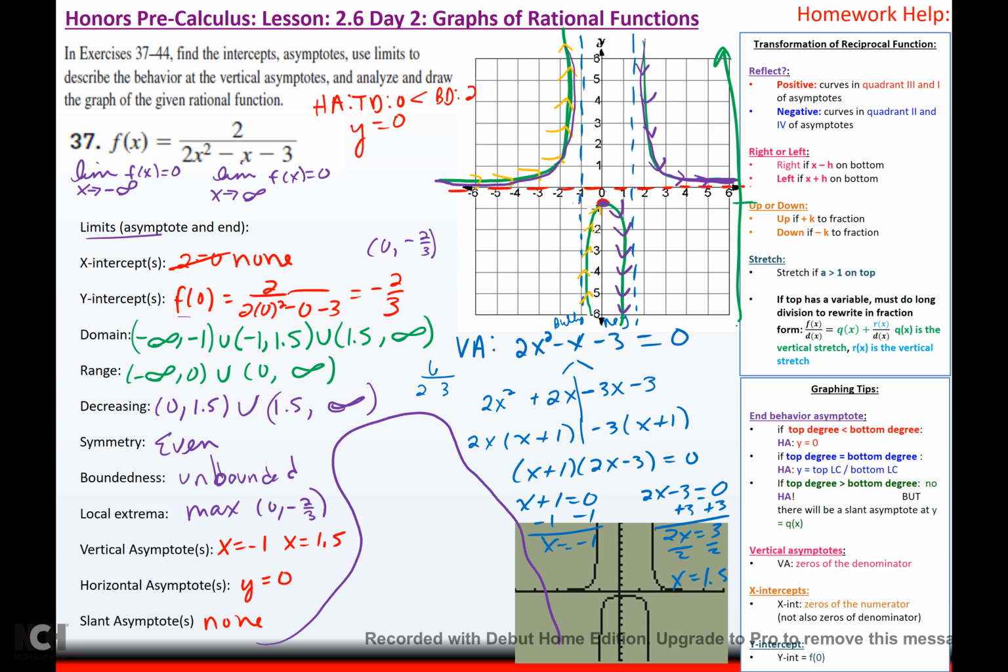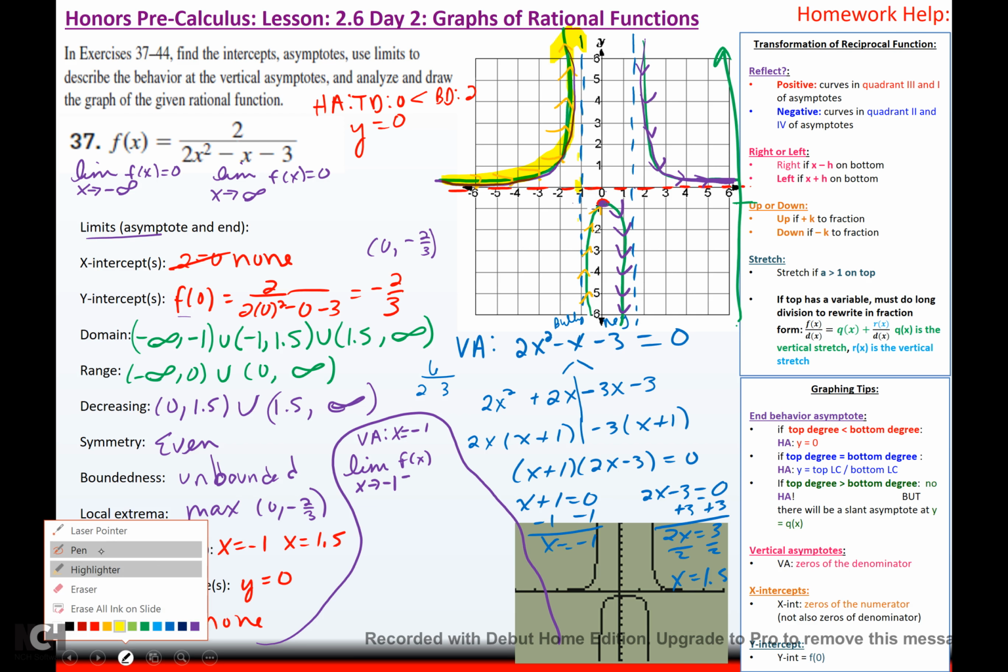Alright, so I'm going to do my first vertical asymptote, which is x equals negative 1. So what I do is I take the limit as x approaches negative 1 from the left. I'm approaching this line from the left. So as I approach this line from the left, the function is heading up towards positive infinity. So the function is going to infinity.